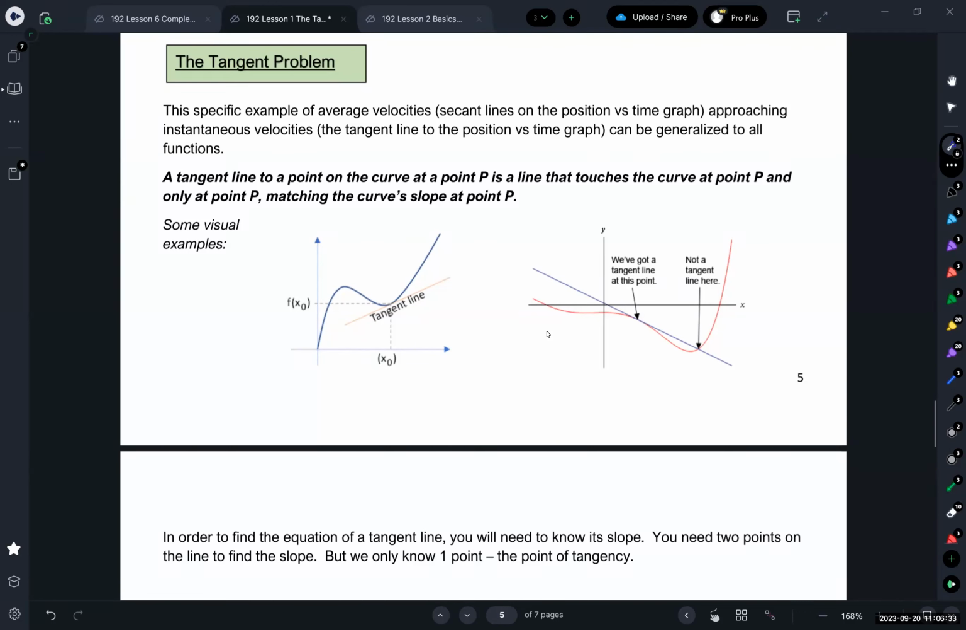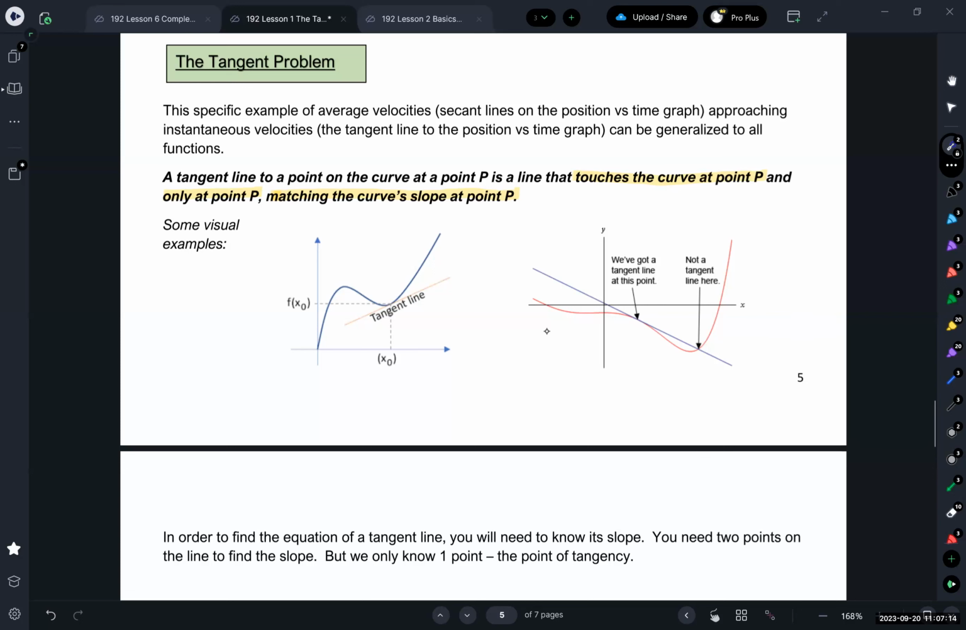A tangent line to a point P on the curve is a line that touches the curve at point P and only at point P in that area. It also matches the curve's slope at point P. There's a good example down here to illustrate that. You've got a point P here, and here's its tangent line. At this point the curve is starting to go uphill, so its slope would be positive, but not a huge number. It's not real steep. And so its tangent line also has that small positive slope.